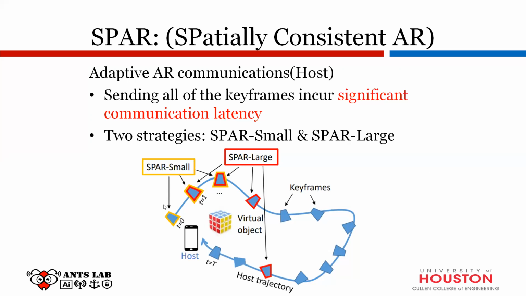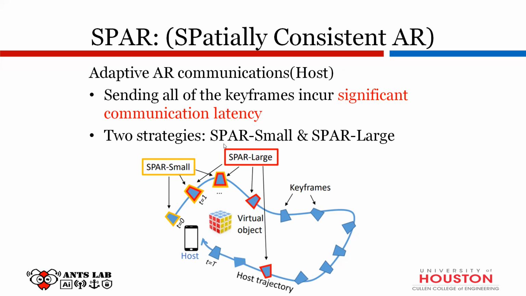So those examples, like SPAR small and SPAR large, they could apply to the same keyframe. You can have a keyframe that is both very close to the time when the virtual object is generated, and also close to the virtual object itself. And so these are the two strategies, and this is how they choose the keyframes that are more important.